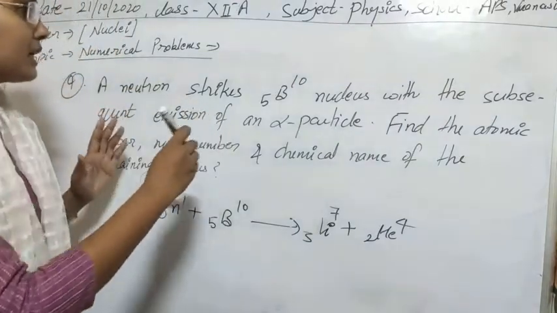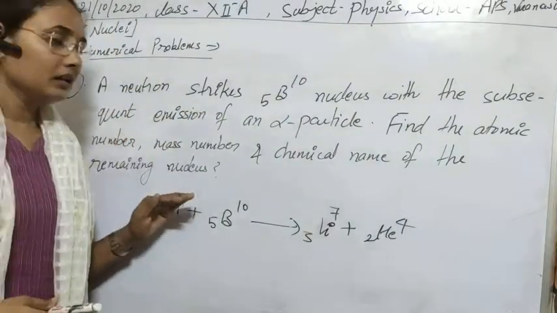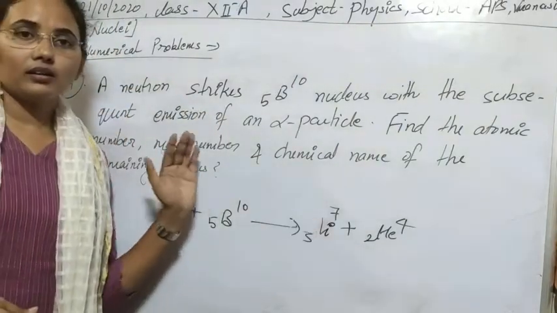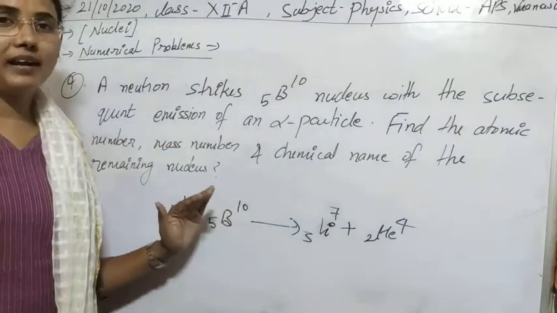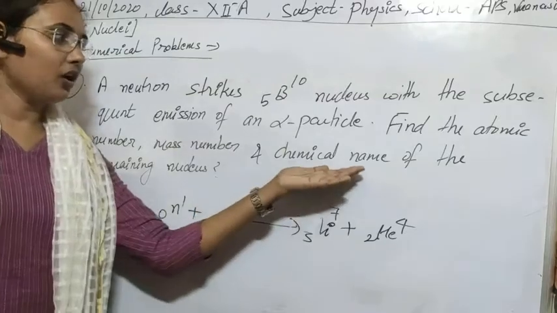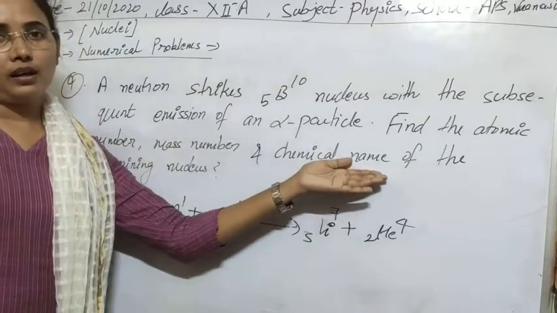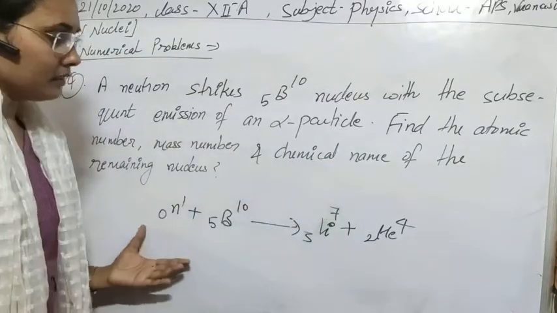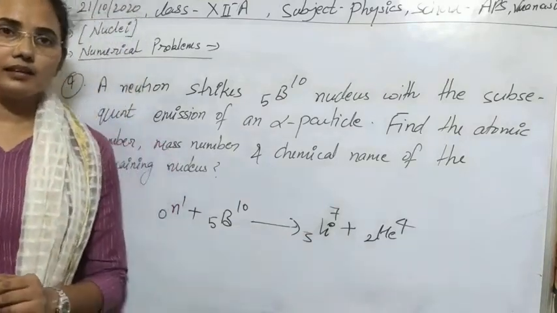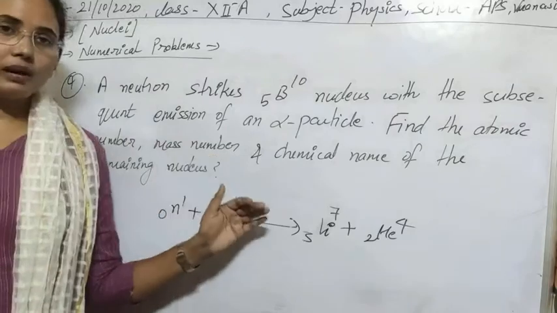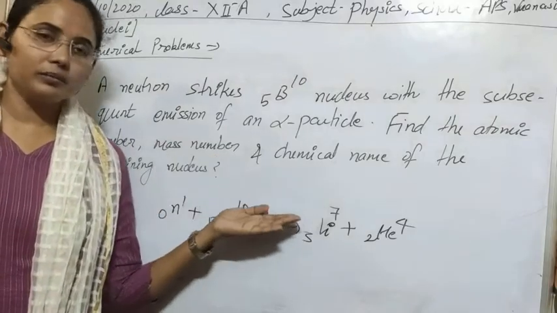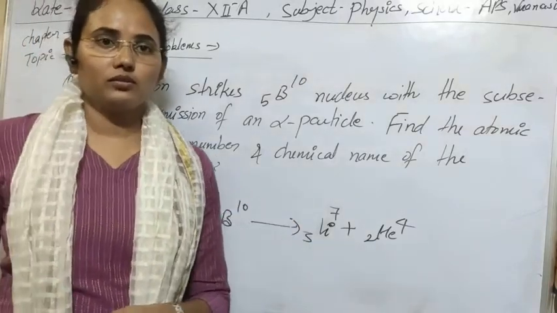To solve such types of problems, first write the nuclear reaction. After writing this, we can easily find out the value that is asked in the question. So I think that is clear to you. One more numerical I just want to tell you based on that, so let's see that also.